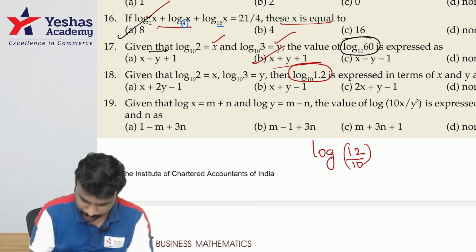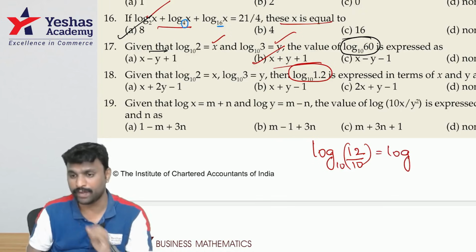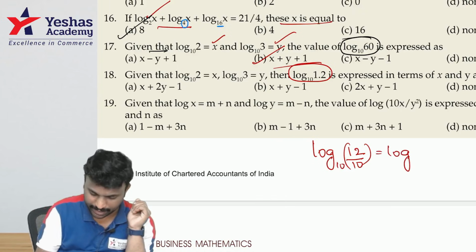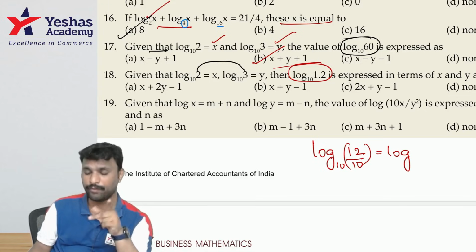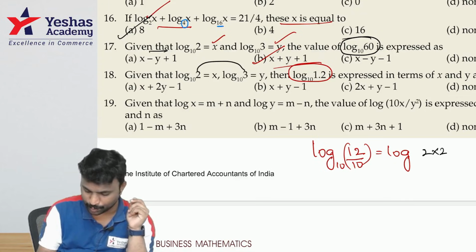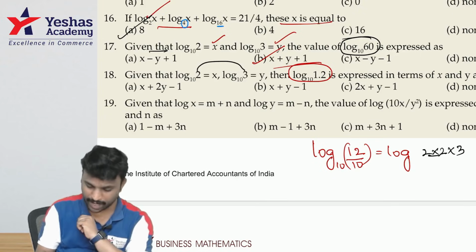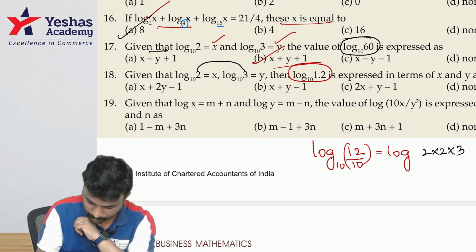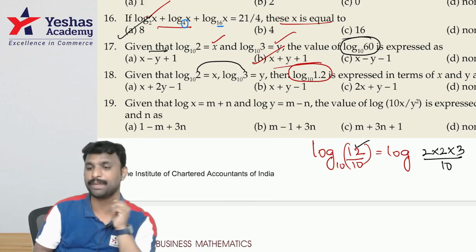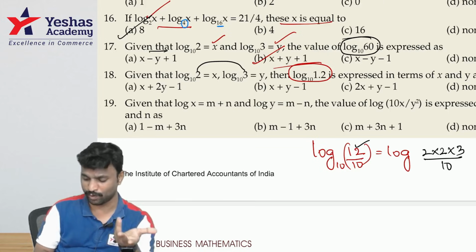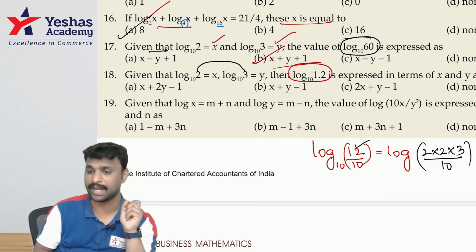I can do it, to the base 10. Now look at this. Log 12: how do I write 12 in terms of 2 and 3? First of all, 12 is 4 into 3, correct? But 4 can be written as 2 into 2. 2 into 2 is 4, 4 into 3 is 12. So I have split this 12 in terms of 2s and 3s. And 10 I need not split, because log 10 value is 1, isn't it?